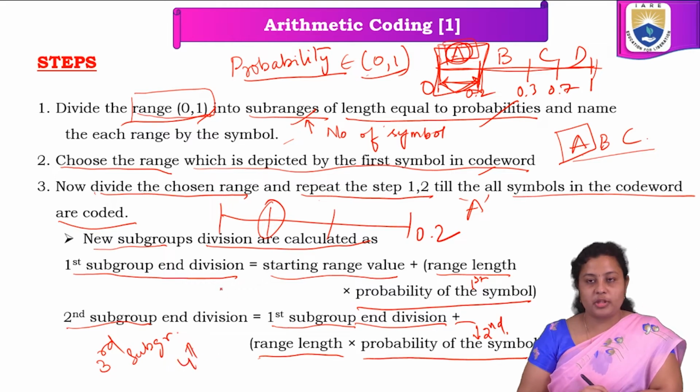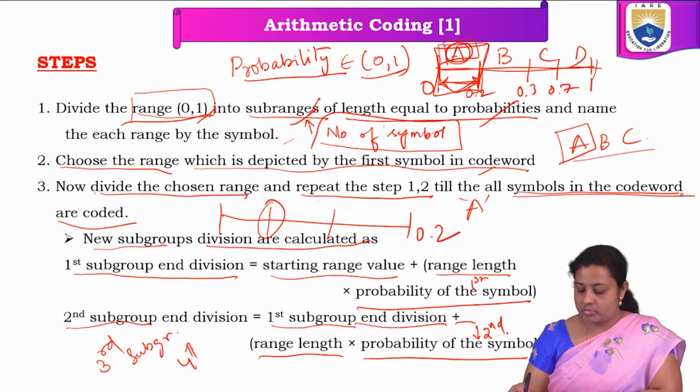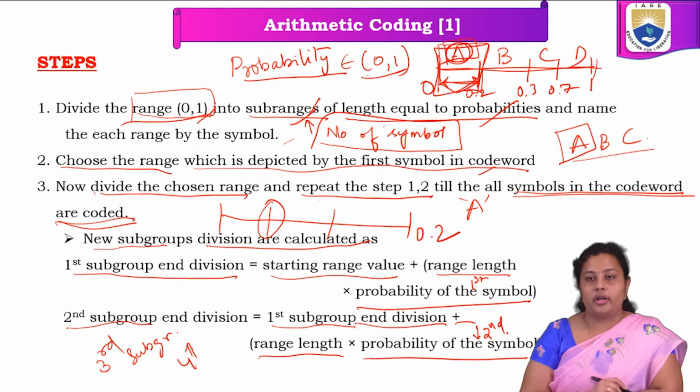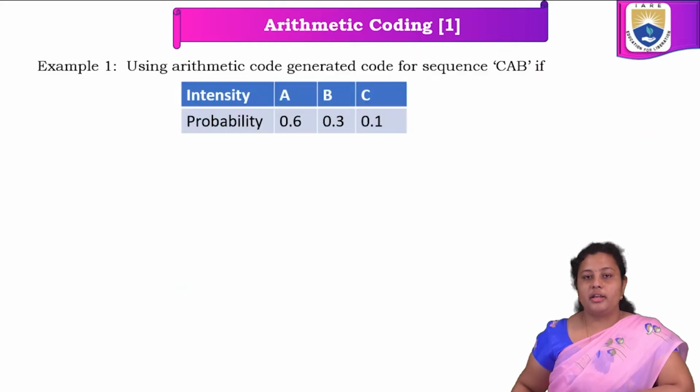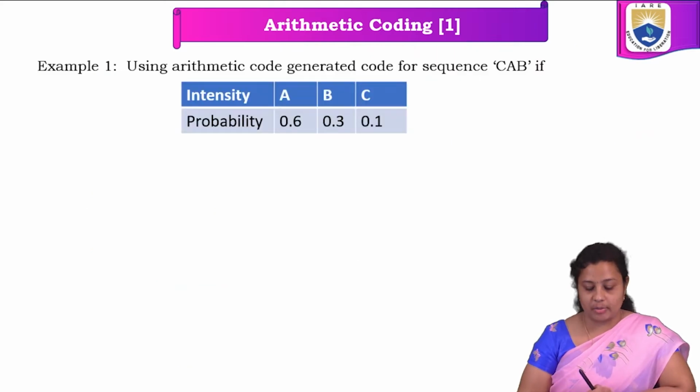How many subgroups will I have? The number of subgroups will be equal to the number of symbols that exist. We go on dividing till all the symbols in the code word are coded. So that is how we do our arithmetic coding.